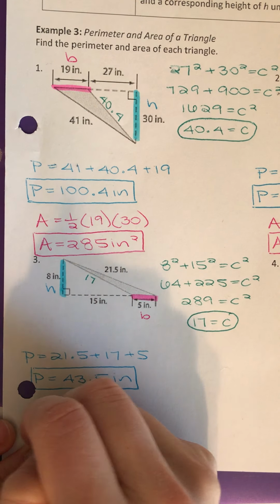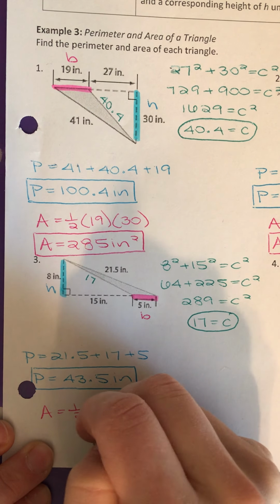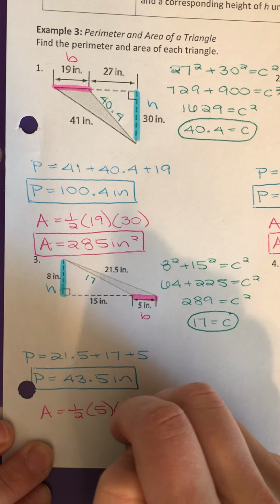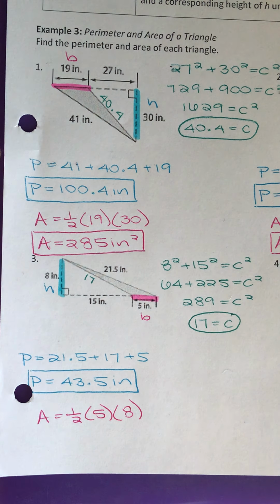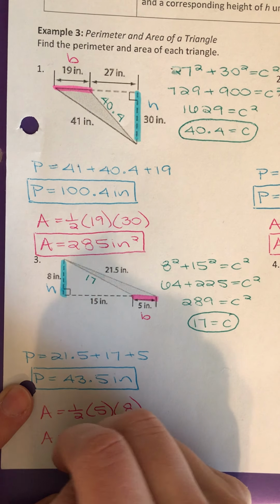And my area is 1/2. My base is 5. My height is 8. 5 times 8 is 40. Half of 40 is 20.